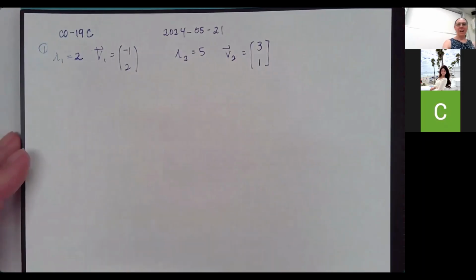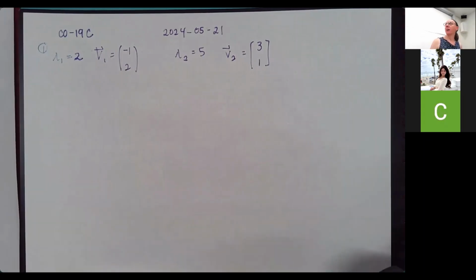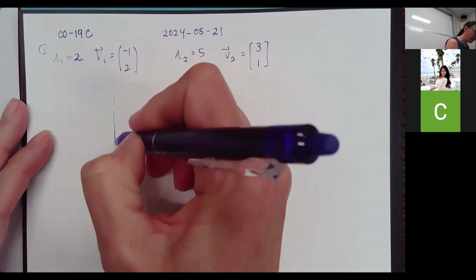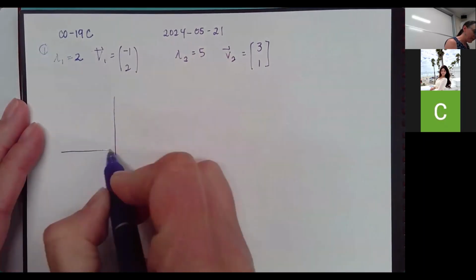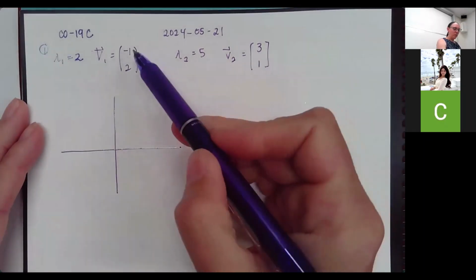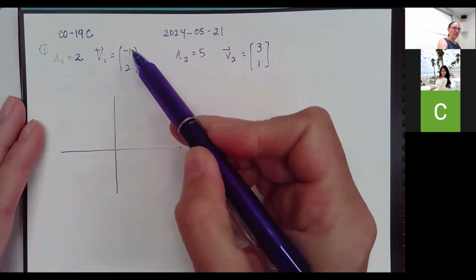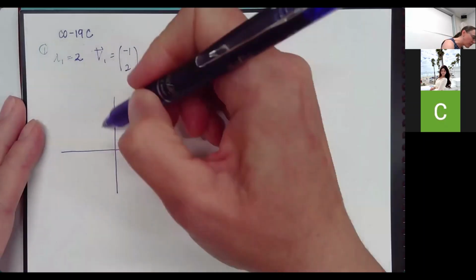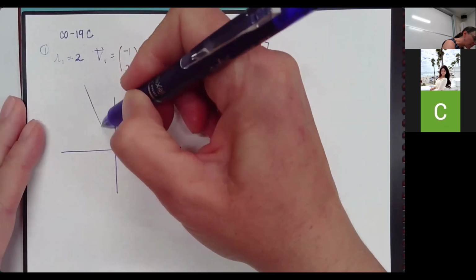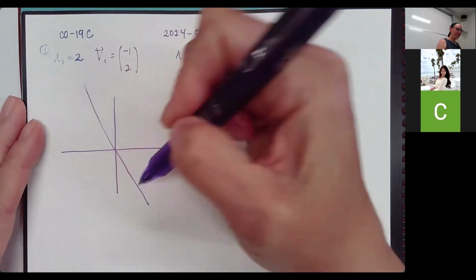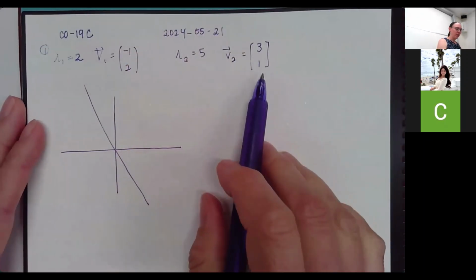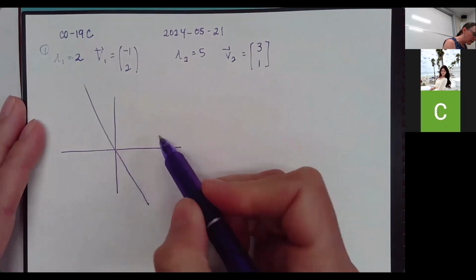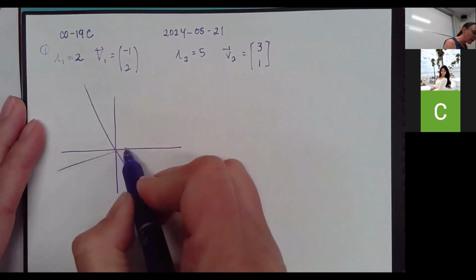So I'm going to go ahead and get my eigenlines in here. So -1, 2 says 1 to the left, up 2. So 1 to the left, up 2. So this line is going to do something like that. And this other line, 3 to the right, up 1. 3 to the right, up 1. Something like that.